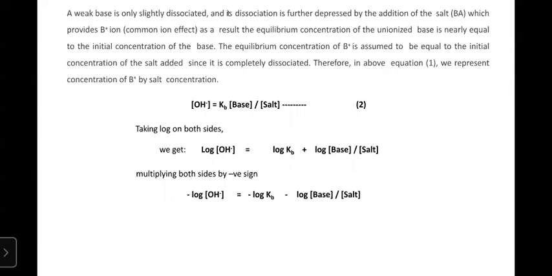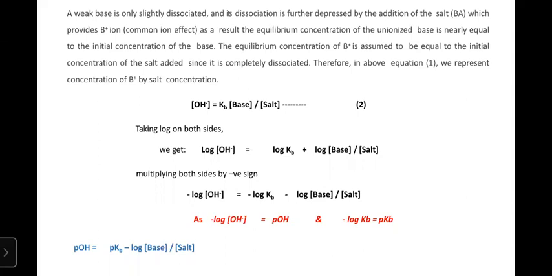Negative log of the concentration of OH minus, that is equal to what? pOH, right? That is pOH. Negative log Kb is pKb. Just insert those. As you know, the negative log of OH minus is equal to pOH and the negative log of Kb is equal to pKb. So what you will get is pOH equal to pKb minus log of base by salt.